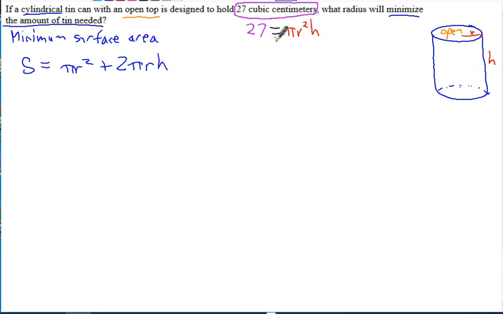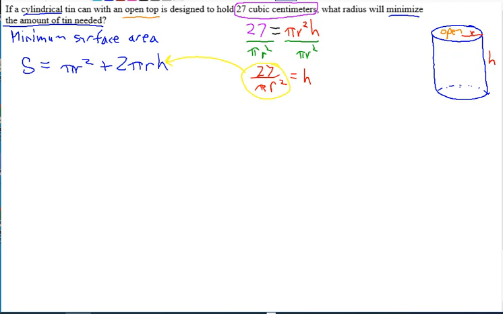Well, for a couple reasons, it's probably easier to isolate the h by dividing by pi r squared. First reason is you don't end up having to take the square root of both sides and then needing a plus or minus. The second reason is when you solve for h, notice there's only one place we have to substitute into, as opposed to if you solve for r, you'd have to substitute in two different places. So we'll substitute in for h right there.